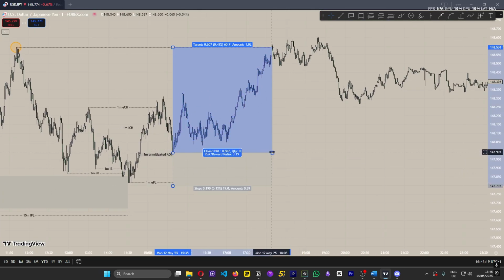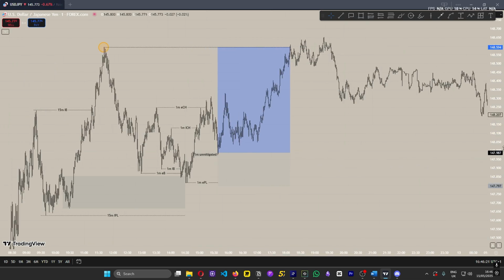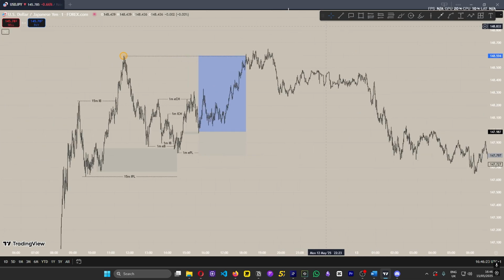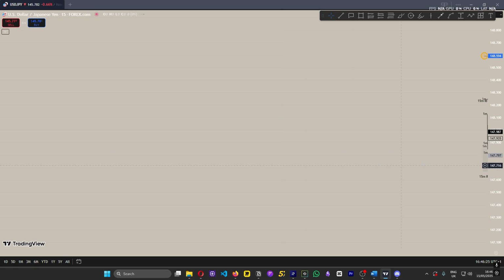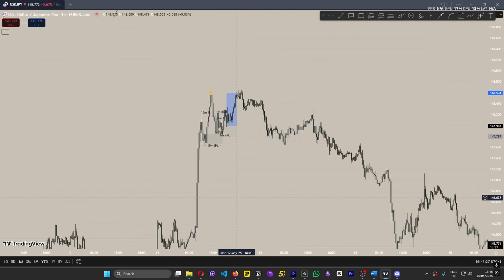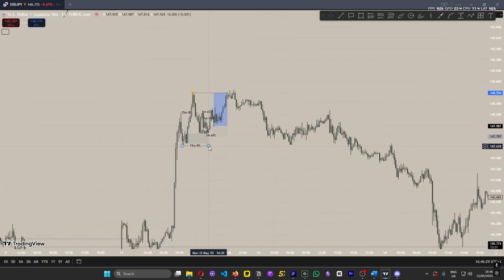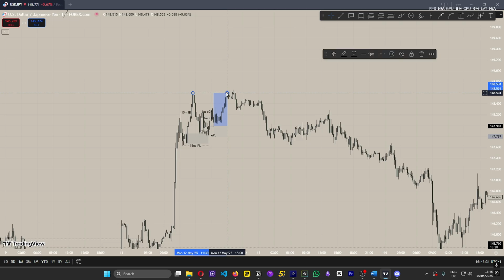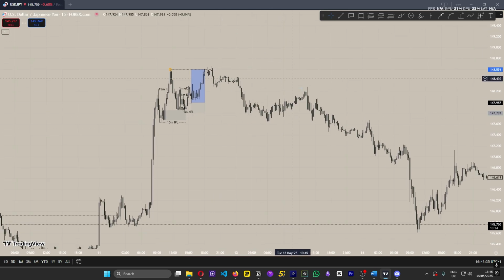Okay, there we go. Now if I were to show you another example, but this time this is going to be in the retracement phase. So as I've mentioned before, when we get our order flow shift, that's going to be our indication that price is going to start retracing.